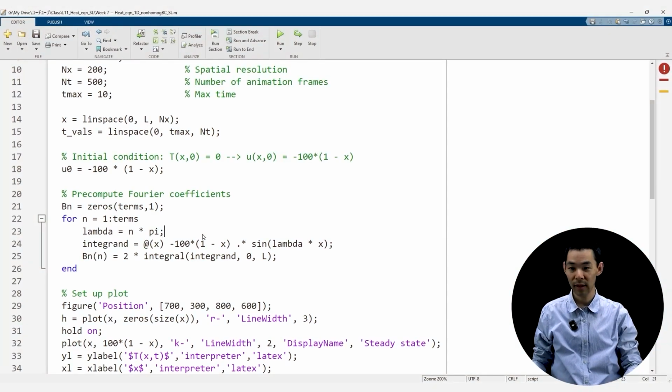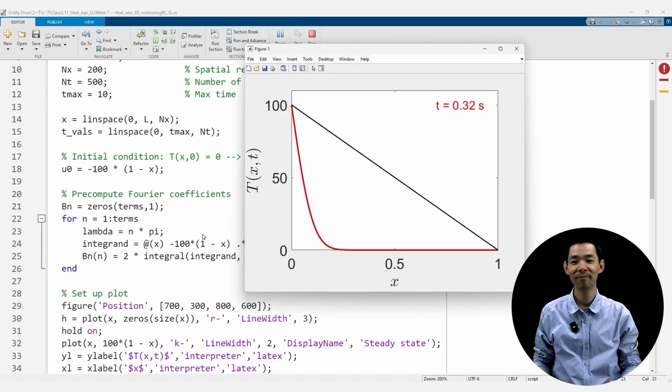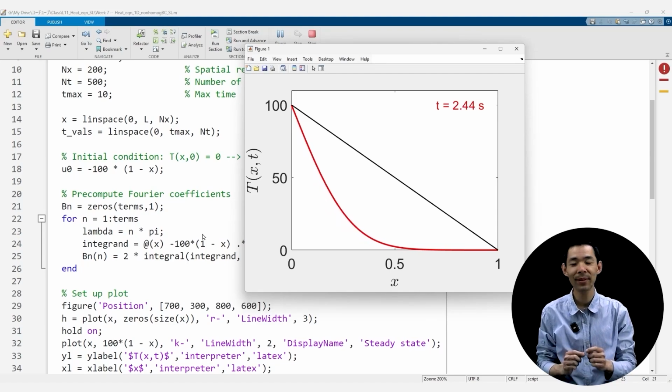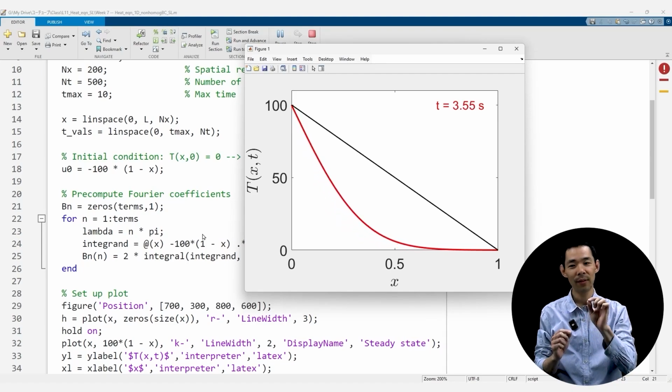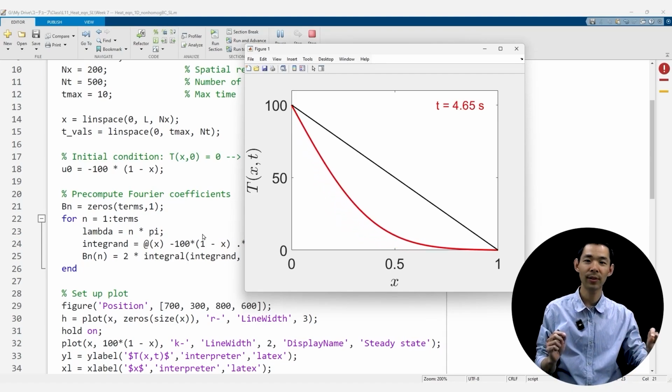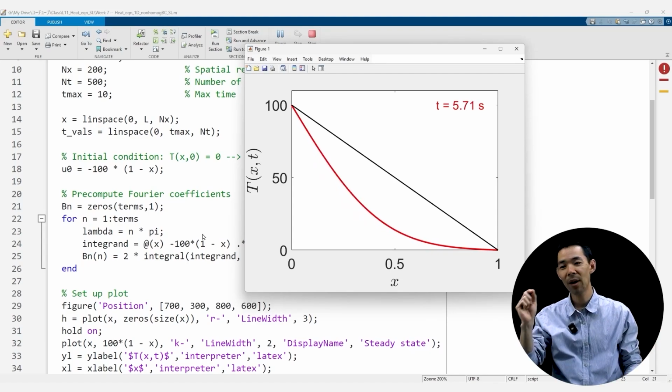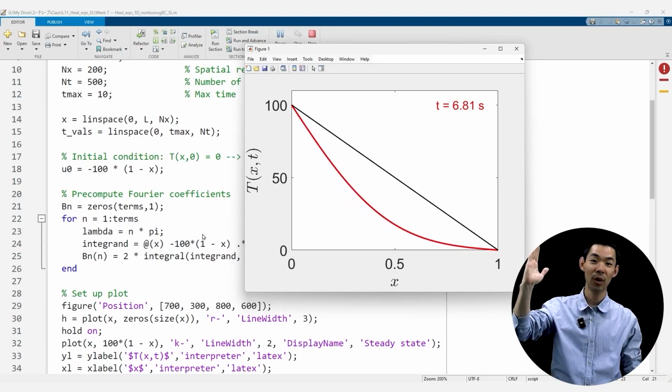And so now we can evaluate this code, and here it is. You can see that at early times, the temperature is very close to 0 all the way across the domain, and then very close to the boundary at x equal to 0, it jumps up to 100.